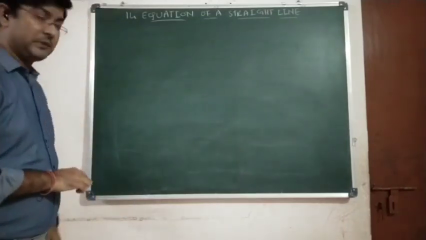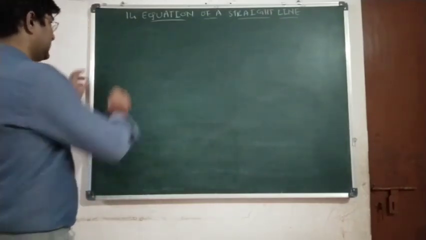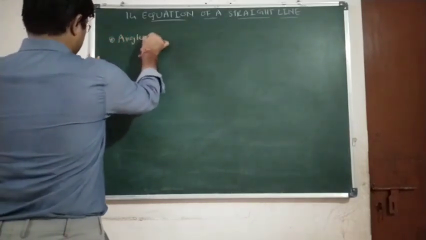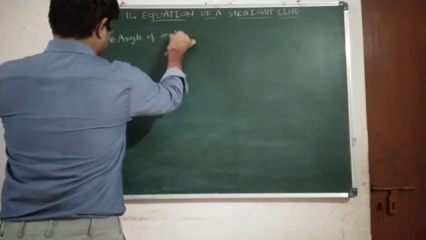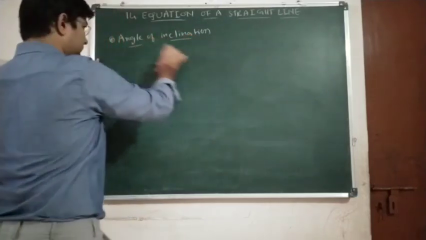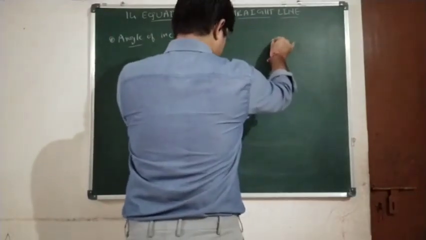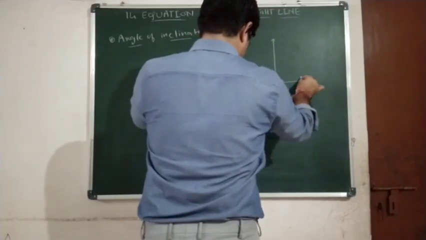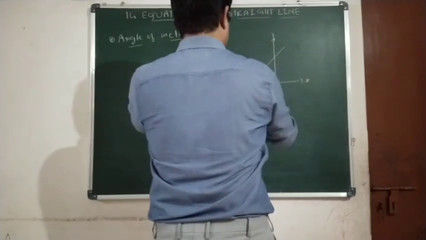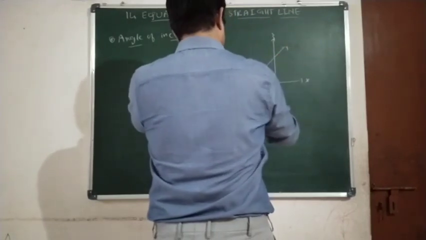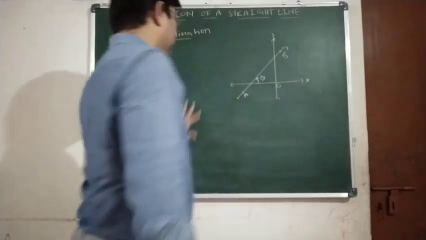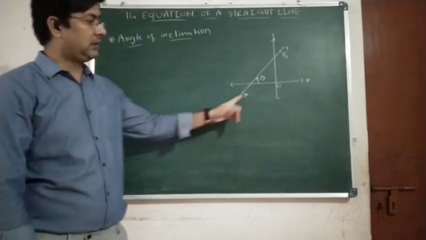Okay, now let us begin with the term angle of inclination. We will draw a diagram for this, the x and y coordinate axes and a line AB. Look at this figure.